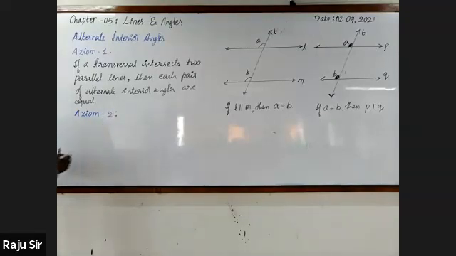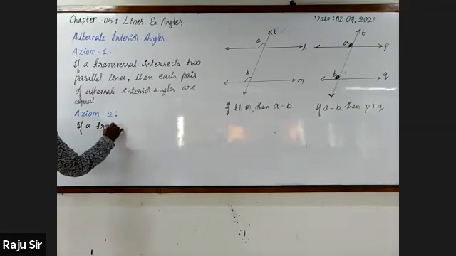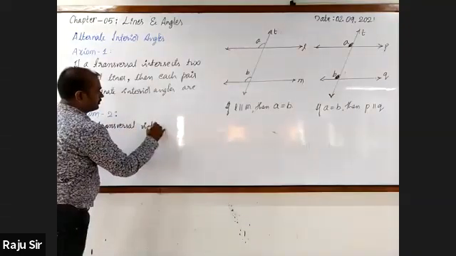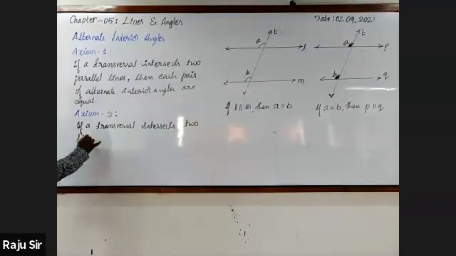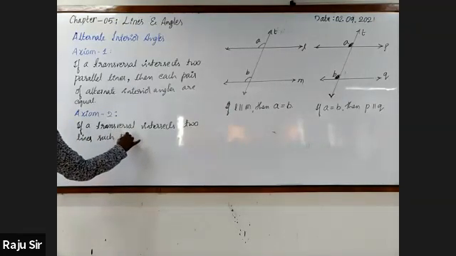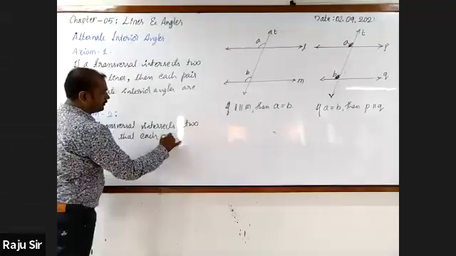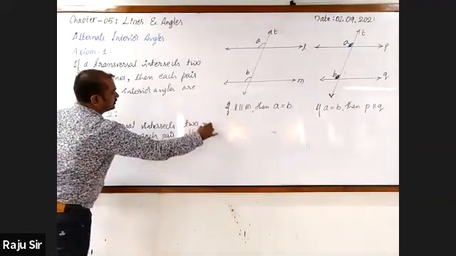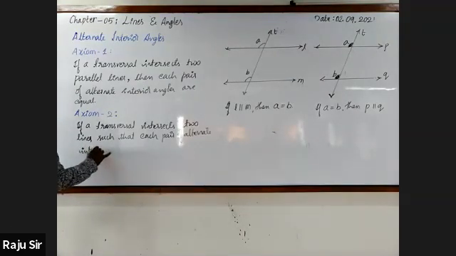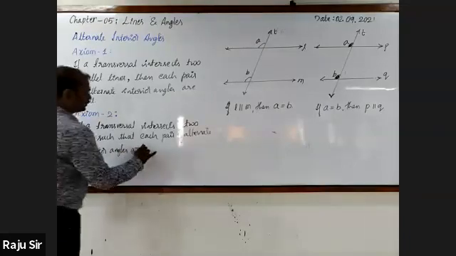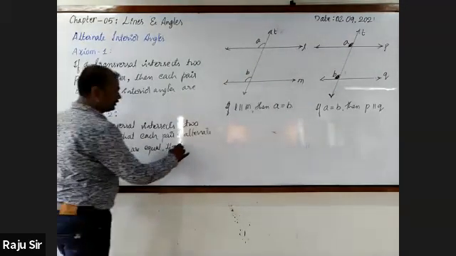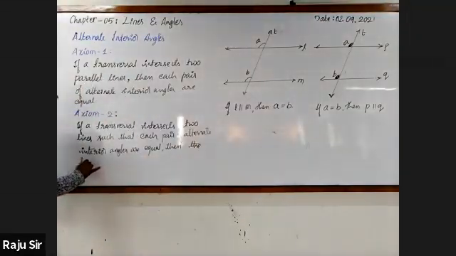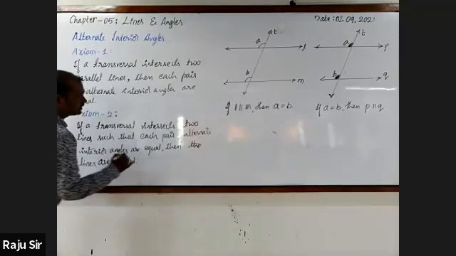Next. Right. If a transversal intersects two lines, only two lines, such that each pair of alternate interior angles are equal, then the lines are parallel.